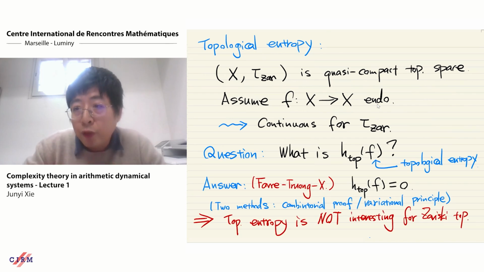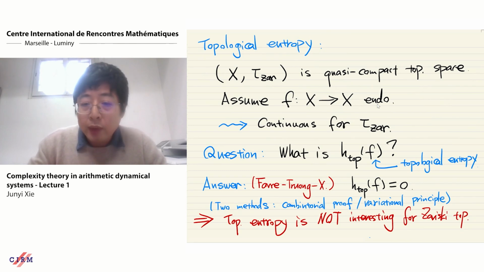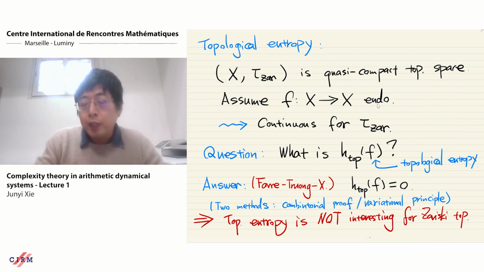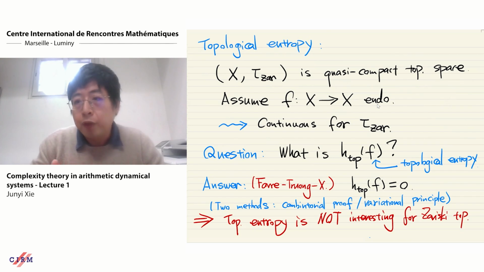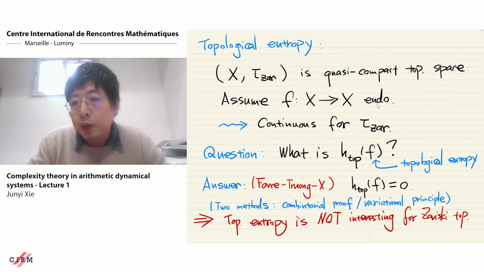But unfortunately, the answer is no. It was proved by Fabre, Tom, and me that this topological entropy is always zero. So if you use the Zariski topology and view F as a topological dynamical system, then the topological entropy is always zero. In fact, you have two methods to prove this result. One is a purely combinatorial proof, very elementary, and another one is more conceptual: you can use the variational principle to prove this entropy equality. So basically, this answer just means that this topological entropy is not interesting for the Zariski topology.